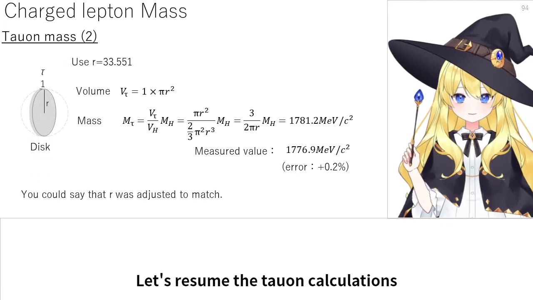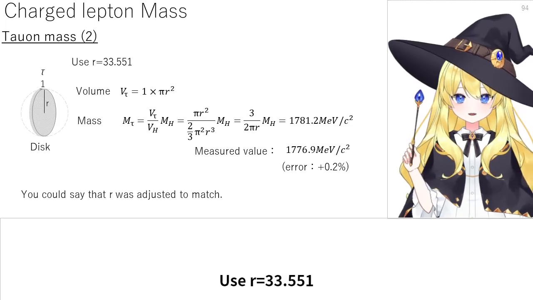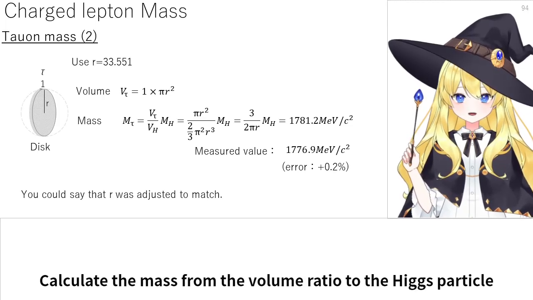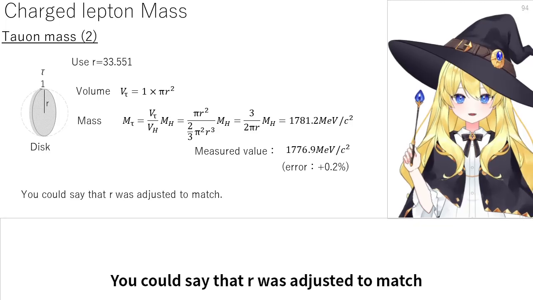Let's resume the tauon calculations. Calculate the volume of a disk with radius r and thickness 1. Use r = 33.551. Calculate the mass from the volume ratio to the Higgs particle. This matches the measured value with an error of 0.2%. You could say that r was adjusted to match.